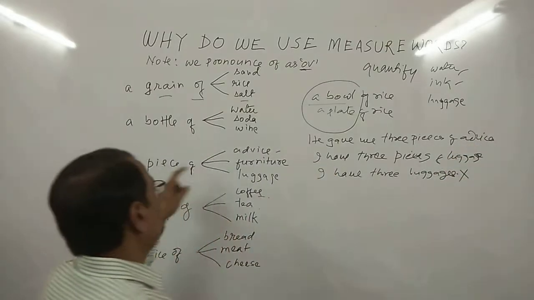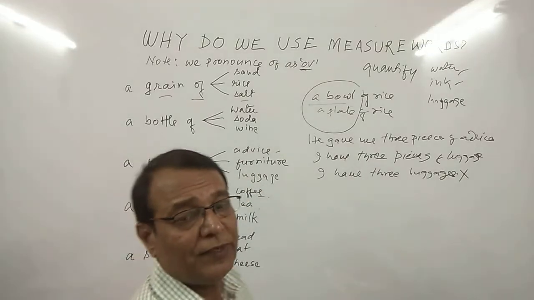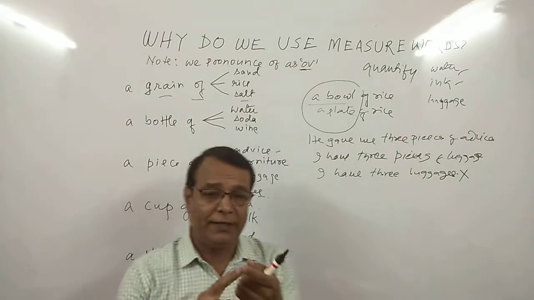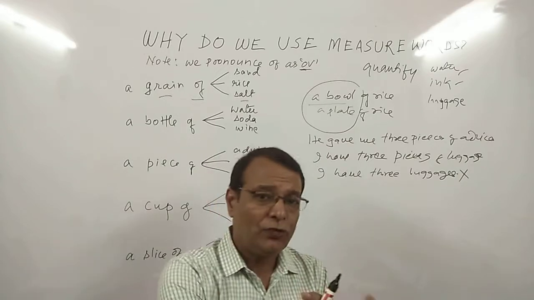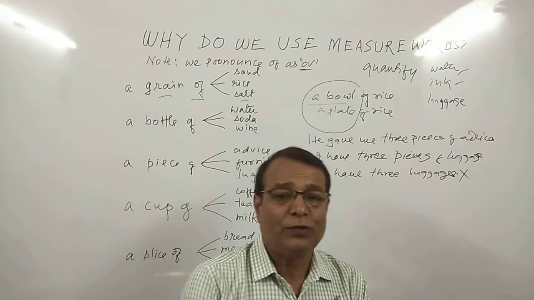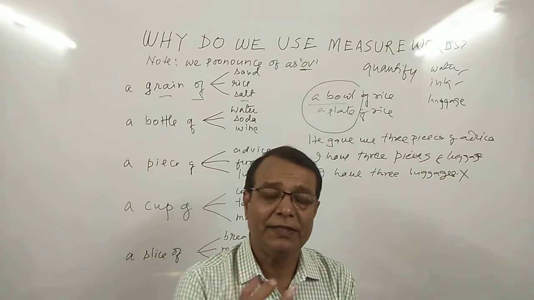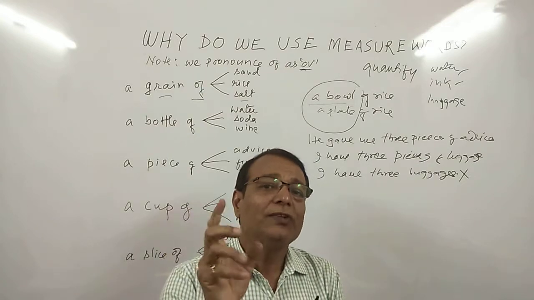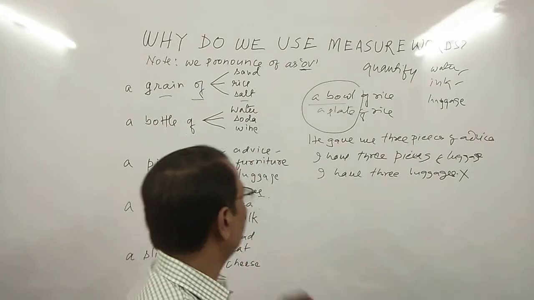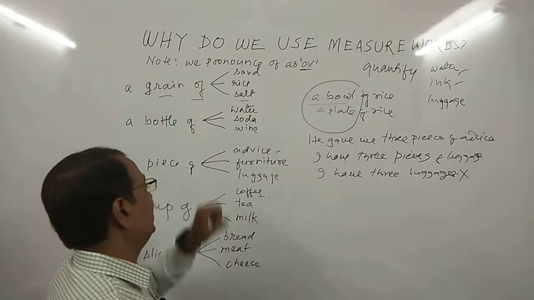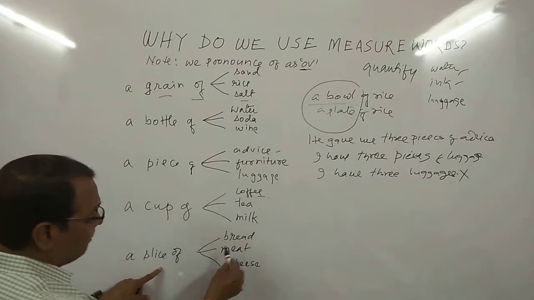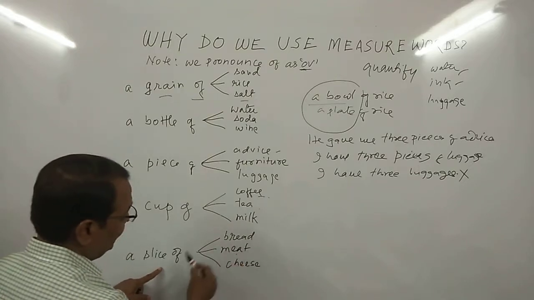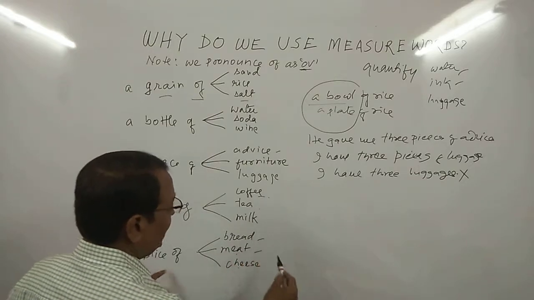You are using piece of advice, piece of furniture. When we talk of furniture, it includes chair, table, sofa, and so many furniture items at home. That combines everything, and collectively the word is called furniture. That's why we use this piece language, a piece of furniture, right? A cup of coffee, a slice of bread, a slice of meat, a slice of cheese. These things we have as slices actually.